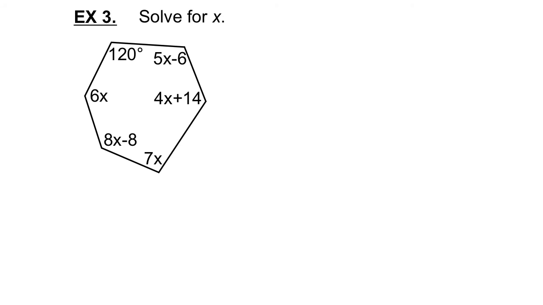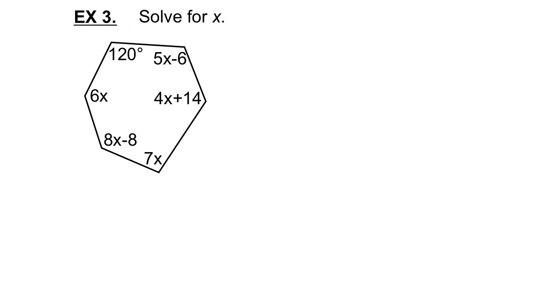For this last example here, I've got a weird shape, and I've got a bunch of angles on the inside, and we want to solve for x, just like we did before. So what do we know? What angle properties do we know for this? We know there are 6 angles. We know they're all interior angles. So what do we know about the interior angles of a polygon?